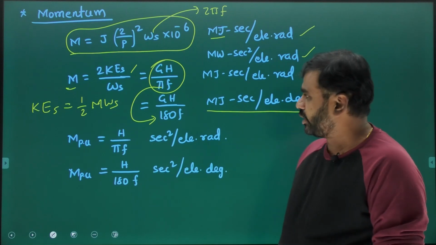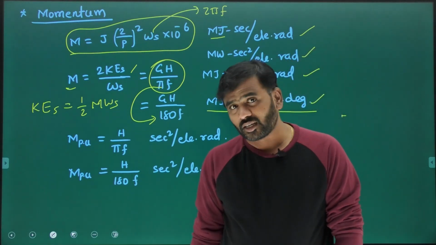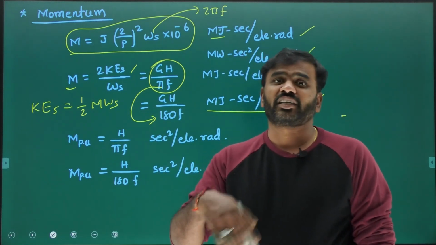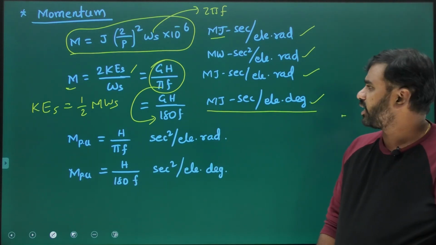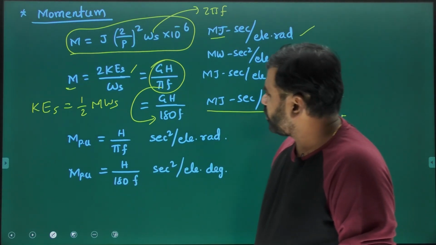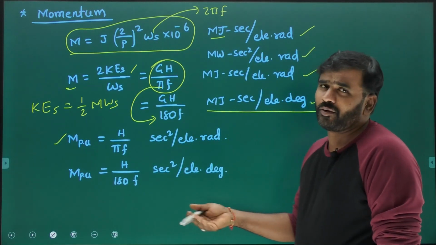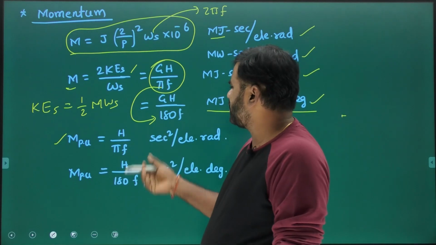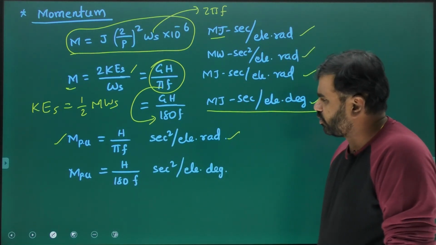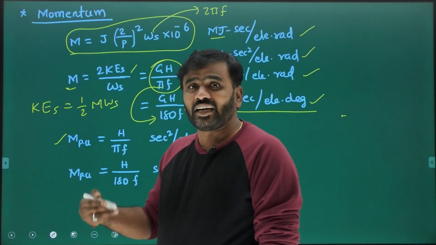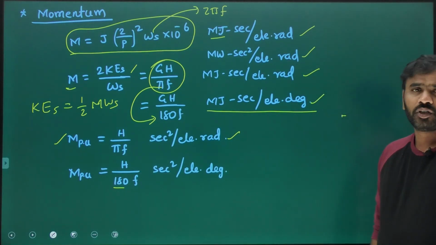You should be very careful with the unit, because sometimes they will ask you what is the momentum in megajoule seconds per electrical radian, or what is the momentum in megajoule seconds per electrical degree. So based on that the formula must be taken accordingly. Now M in per unit form also we can write. M in per unit form means we have to divide with base MVA. If you divide with base MVA, G gets cancelled, we get H by pi f, second square per electrical radian. If you want second square per electrical degree, that pi must be substituted as 180. So that's about the momentum.